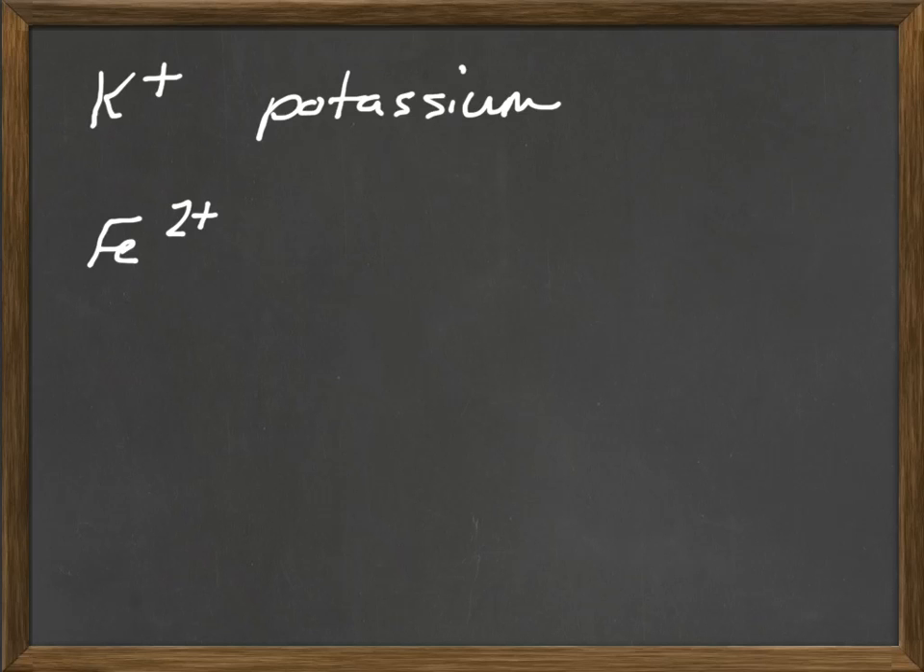If we look at the list of positive ions, many of them, their name is just the same as the element name. So for example, potassium ion is K+, and its name is potassium. But some of them, like iron, Fe2+, its name is not iron ion, it's iron with the Roman numeral 2.